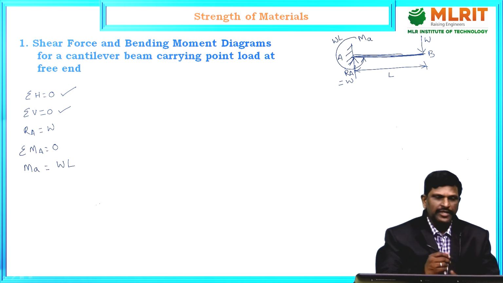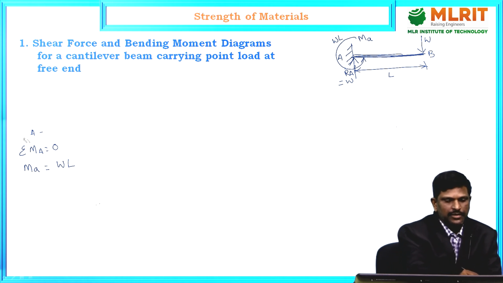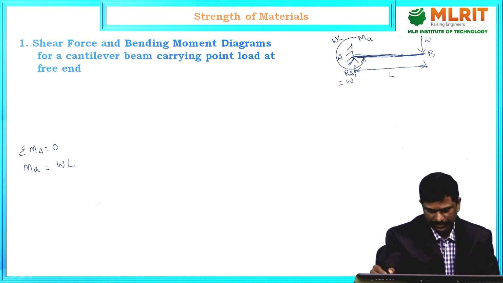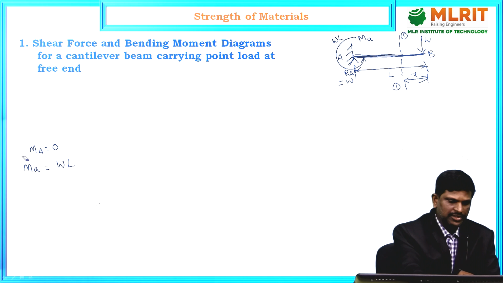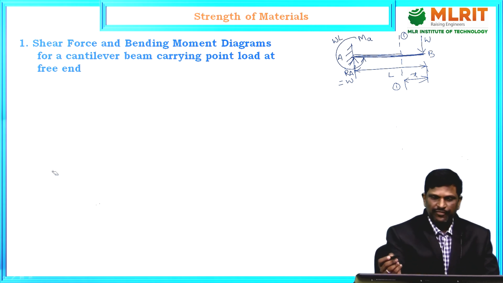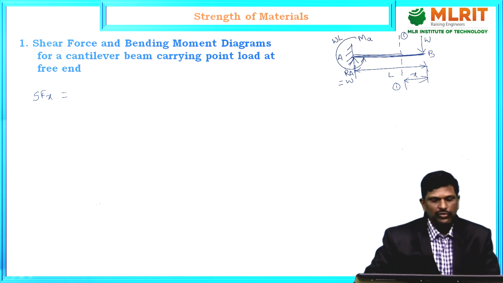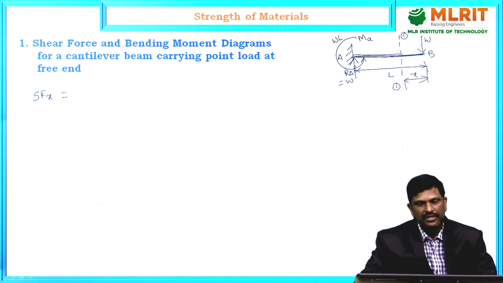Now, to find the shear force and bending moment for the cantilever beam, consider a section 1 at a distance of x from free end B. Now, the shear force at the section considered is equal to the net force on any one of the sides, either left side or right side. In this case I am considering the right side of the section.